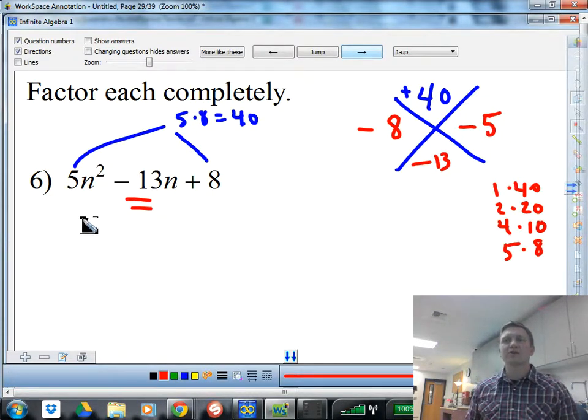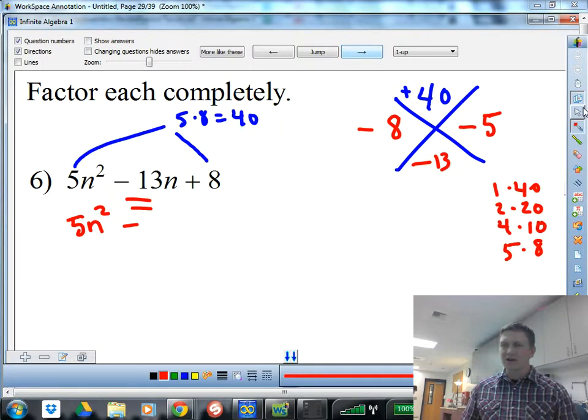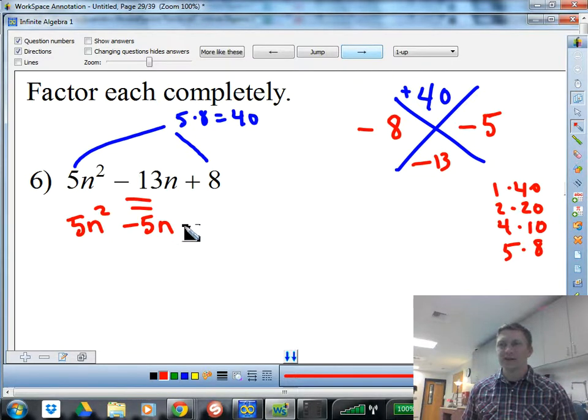Okay, then what I'm going to do is break this up over here, and go 5n squared minus 8n. But wait, pause. That 8 right there, would I put that with the 5, or would I put it with the other 8 that I have on this other side? I probably wouldn't write down 8n right there, because 8 and 5 don't have anything in common really. So we're going to write 5n right there, minus 8n plus 8.